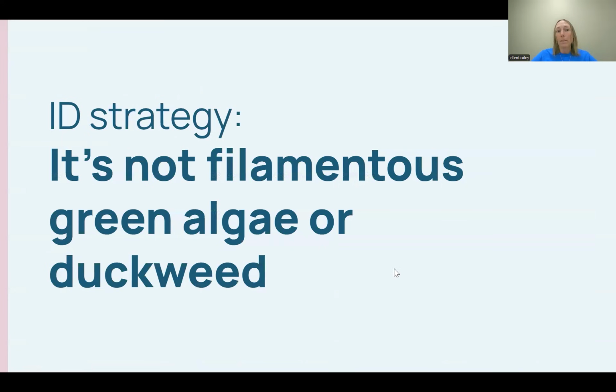So then what happens if it's not filamentous green algae, and it's not duckweed? Well, in that case, it may be best just to assume that it's safest to assume that it could be a harmful algae and to be more cautious around it.